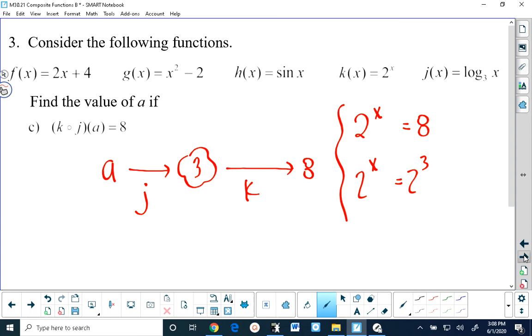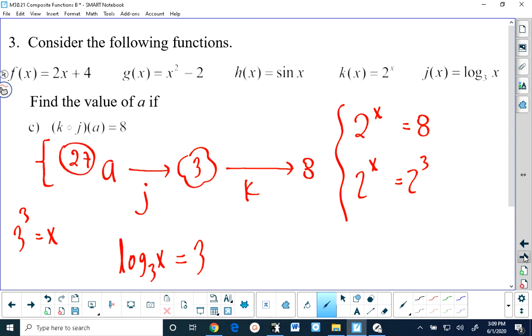Now we have to look at j, and j is log base 3 of x. That means that log base 3 of x spits out this output of 3. Some number goes into j and produces 3 for an output. Well, we just write this in exponential form and write 3 to the 3 equals x, and we get 27. So the answer to this question is that a is 27.